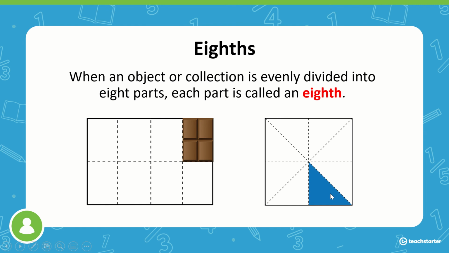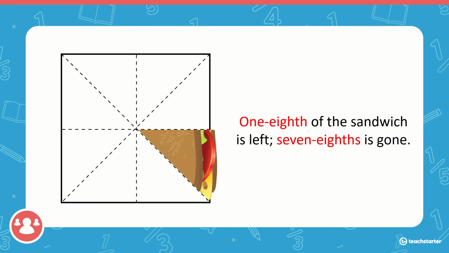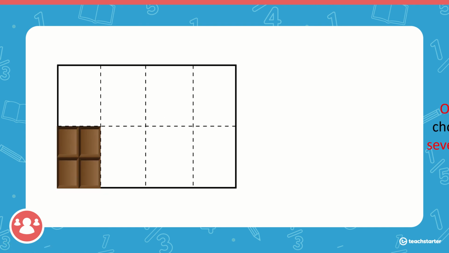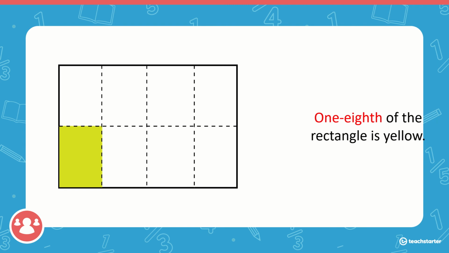Or this square has been split into 1, 2, 3, 4, 5, 6, 7, 8, 8 parts, and 1 part is blue, so 1/8. Just like this sandwich, 1/8 is left, and 7/8, 1, 2, 3, 4, 5, 6, 7, has been eaten or gone. Just like this chocolate bar and this rectangle.